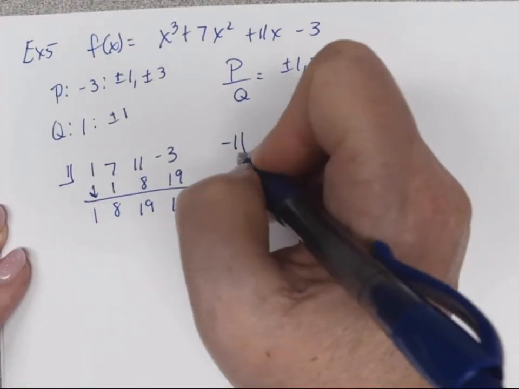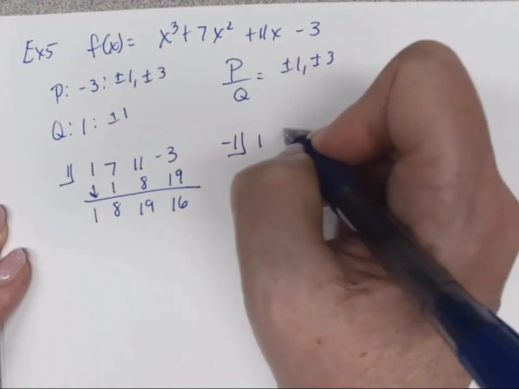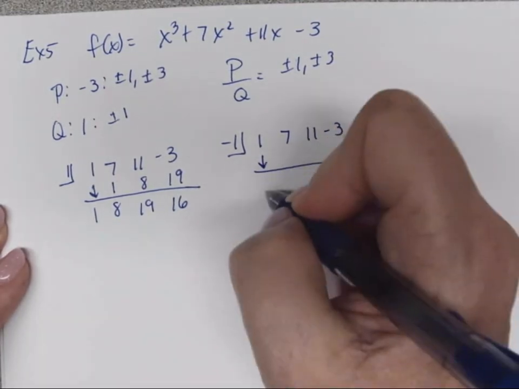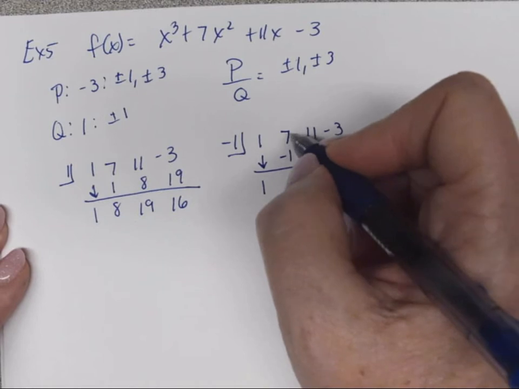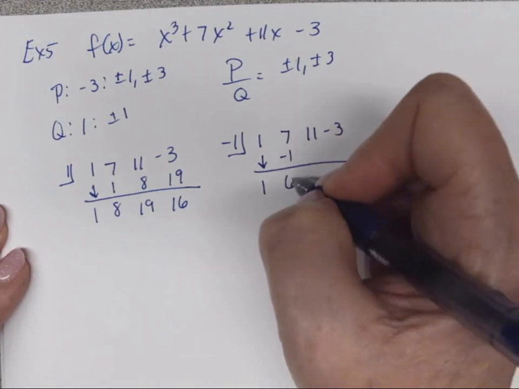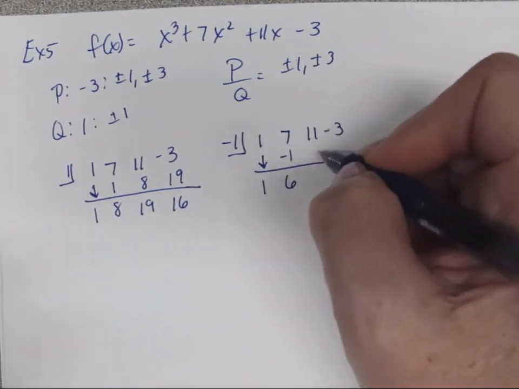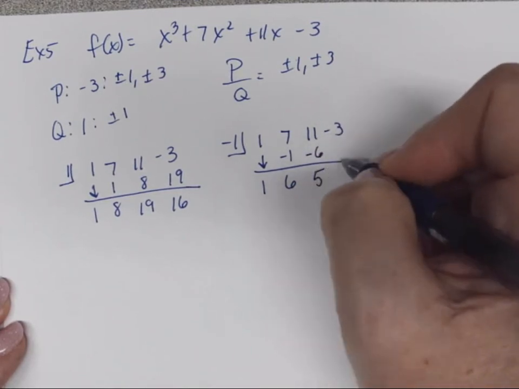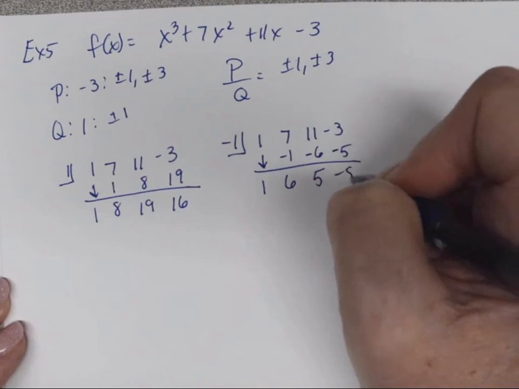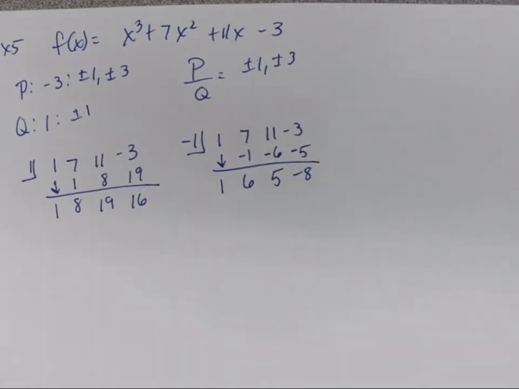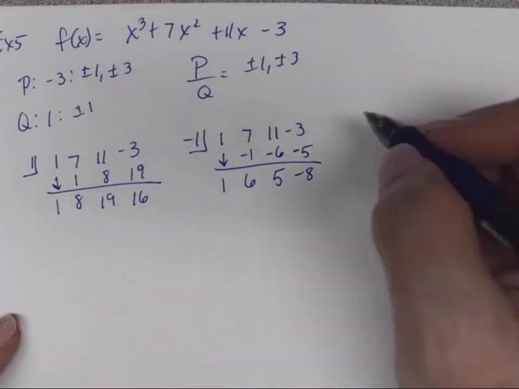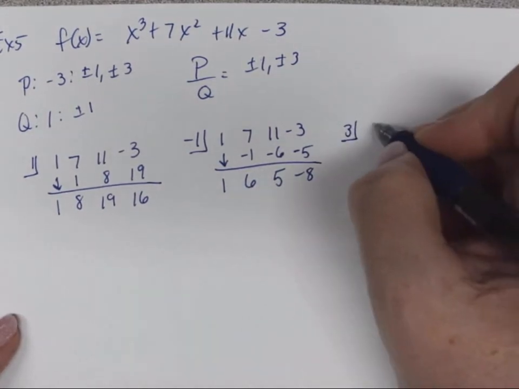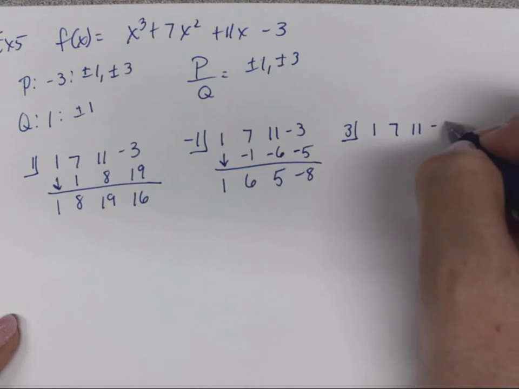Let's try -1. So 1, 7, 11, and -3. Draw down our arrow. 1 times -1 is -1. 7 minus 1 is 6. 6 times -1 is -6. 11 minus 6 would be 5. Uh-oh, we didn't get a 0 again. All right, let's try another one. Let's try +3. So 1, 7, 11, and -3.